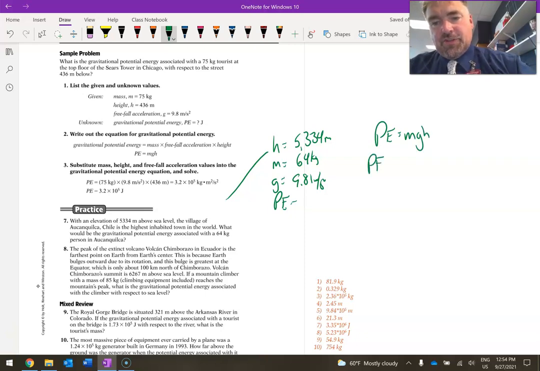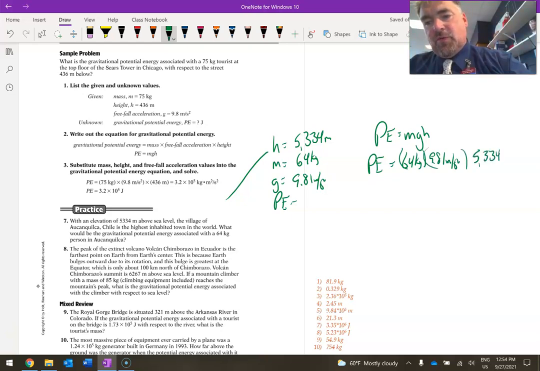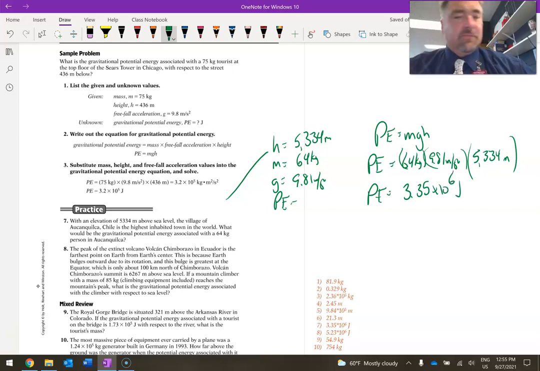So potential energy is equal to my mass of 64 kilograms times the 9.81 meters per second squared times my height of 5,334 meters, not joules. Let me change that. Meters. And so we multiply all those together, and we find that potential energy to be 3.35 times 10 to the 6th joules. Okay, so quite a bit of energy. And then we'll do number 8.